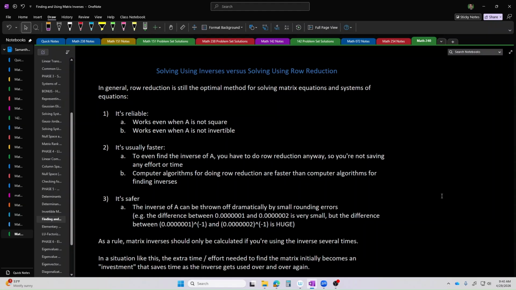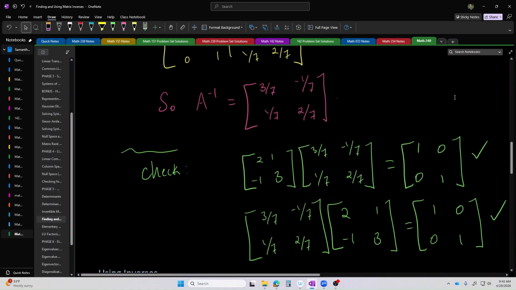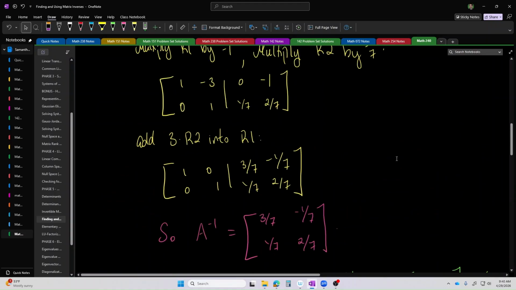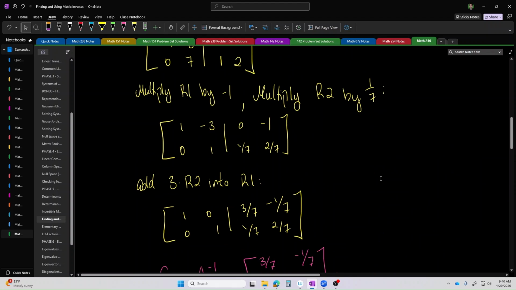Row reduction can be used when your matrix is singular, and row reduction can be used when your matrix is invertible. So row reduction is a much more reliable and broadly useful method than matrix inversion is when it comes to solving equations. The other thing that I would point out is that, to even find the inverse of a matrix, you usually have to do row reduction anyway, right?